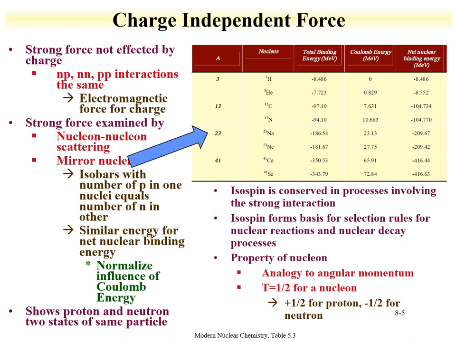And here's an example of some mirror nuclei, and these mirror nuclei are isobars with a number of protons in one nuclei equal the number of neutrons in another. So for instance, if we look at 23, we can have sodium-23 and neon-23 as mirror nuclei. As you can imagine, you can evaluate mirror nuclei for only fairly low A. As you go higher in A, you couldn't get a nucleus with more protons than neutrons.